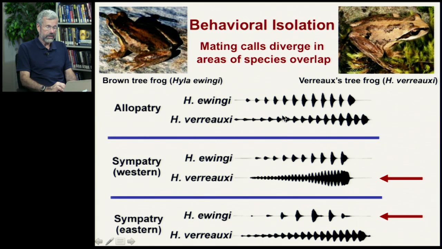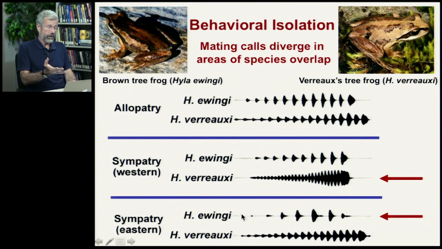So apart, the Vero's call was a little bit different from Ewing, but not much. But where they're together, this one now has a more constant sound instead of those discrete pulses of sound. Okay, and this will sound very different. A Vero's female is not going to confuse that with that. She has to make that distinction, and she'll go to the right male.